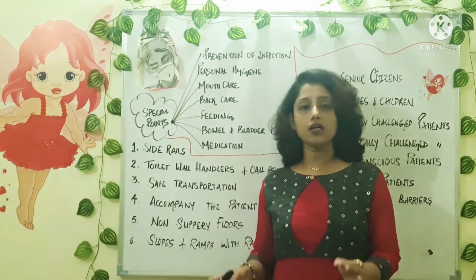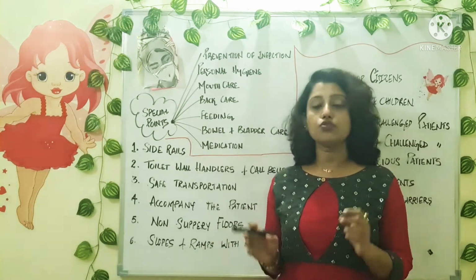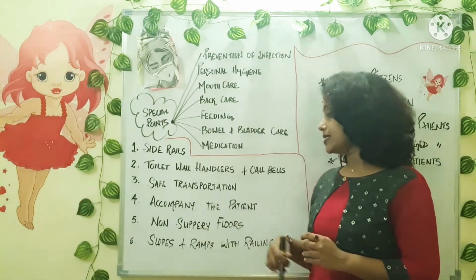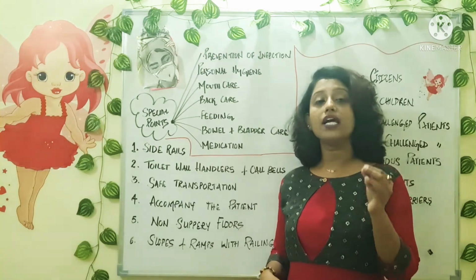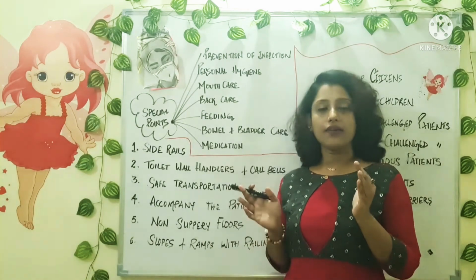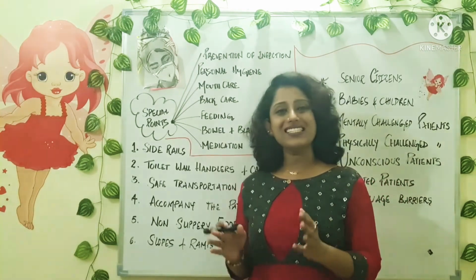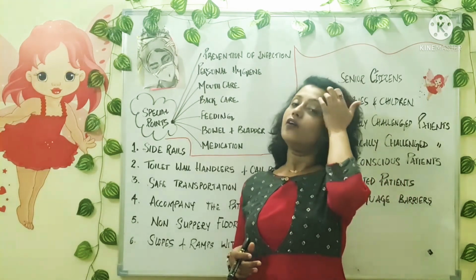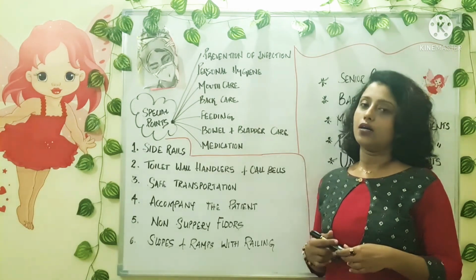Next is the floors. The floors of the hospital unit, healthcare unit, must be non-slippery. It is a must. Okay, so you have to make sure that the floors are non-slippery. And next, slopes and ramps must have railings. This is specifically for those patients who are physically challenged or disabled. So you have to make sure that the slopes as well as ramps have railings. So these are the specific care measures you need to take while you're caring for a vulnerable patient. Now let's see special points, extra points which you need to make sure.